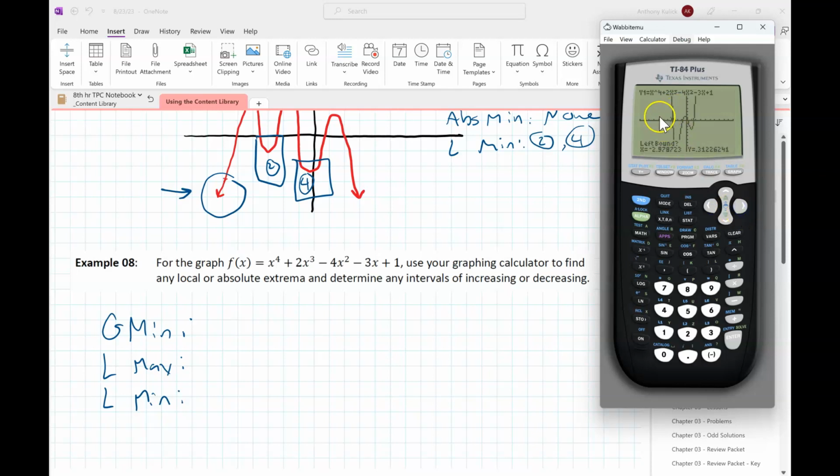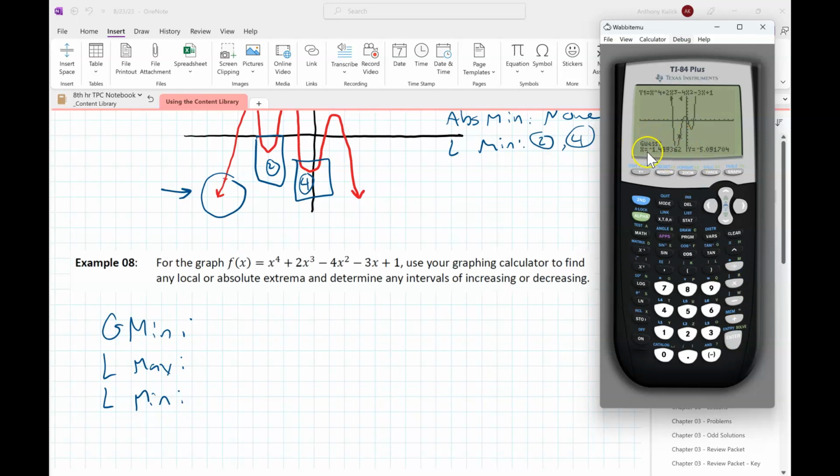That looks like a good spot as any. Anywhere over here is going to be fine. So I'm just going to press enter. Now it's going to ask for a right bound. So now I'm going to move my cursor over here in between the minimum and the maximum, again using the left or right arrows. So there it is. That looks like a good spot as any. I'm going to go ahead and press enter.